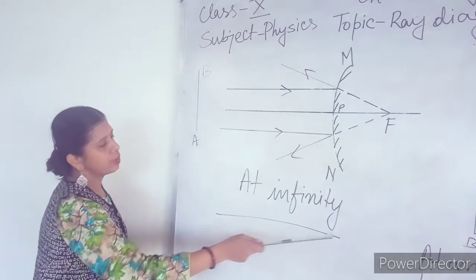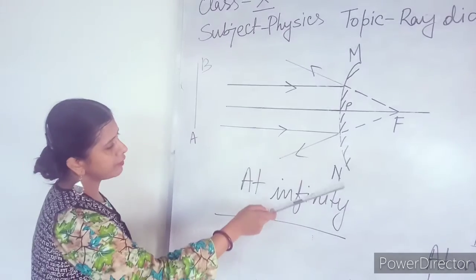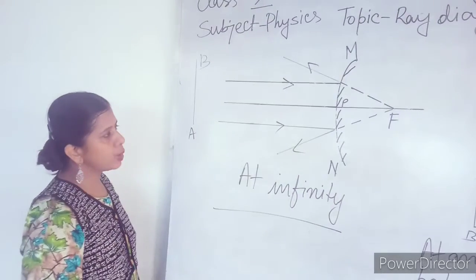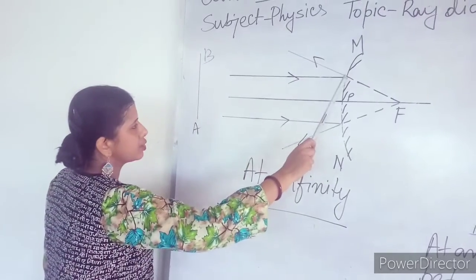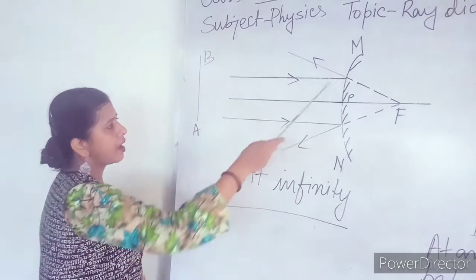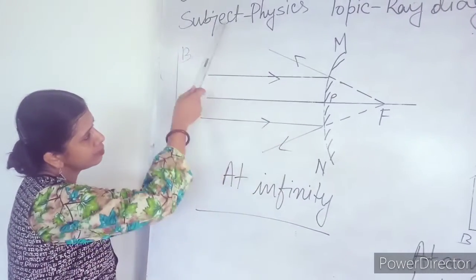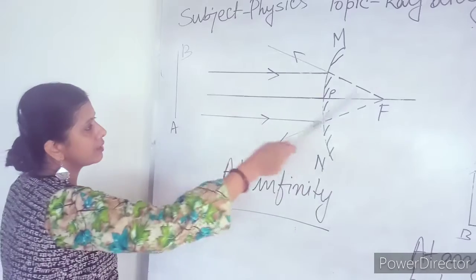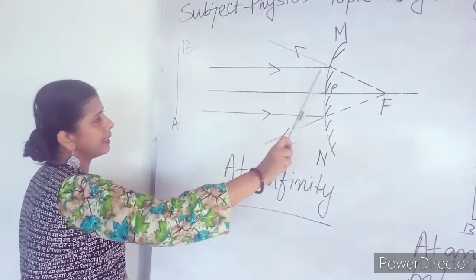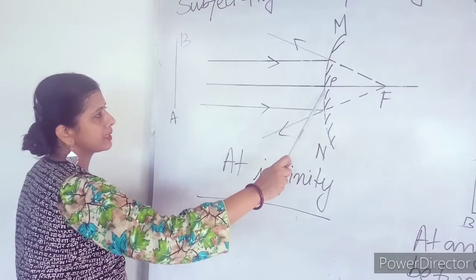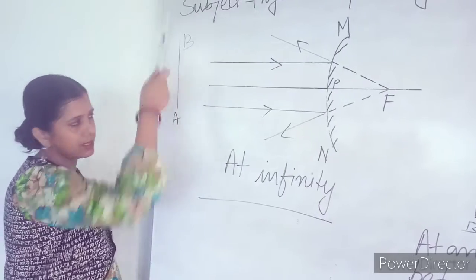First one is when the object is at infinity. Now in case of convex mirror, I know that the rays, when falling parallel to the principal axis, after that diverge away. That is, after reflection they move away. They do not converge to a particular point. So my first incident ray falling parallel to the principal axis, after reflection is diverging in this direction.